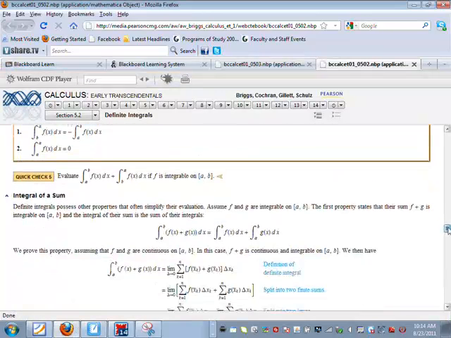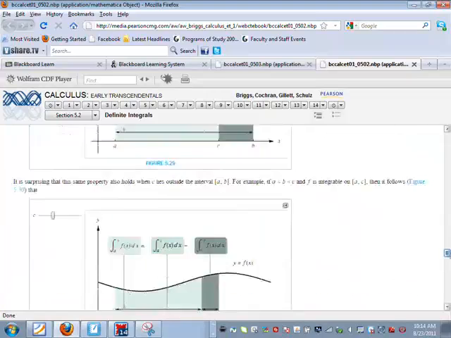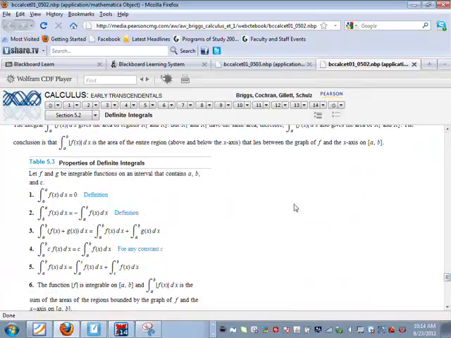Some other properties. The integral of a sum. Here we go. The integral from a to a of f of x dx is nothing. The integral from b to a of f of x dx is the negative of the integral from a to b of f of x dx. Let's go ahead and say why all of these make sense. Three, the integral from a to b of f of x plus g of x dx is the integral from a to b of f of x plus the integral from a to b of g of x. Let's say that in words.